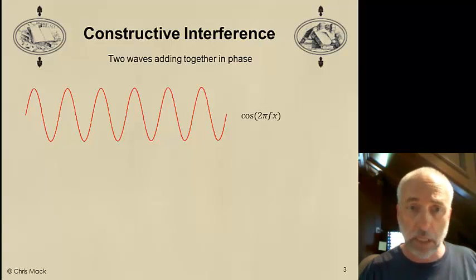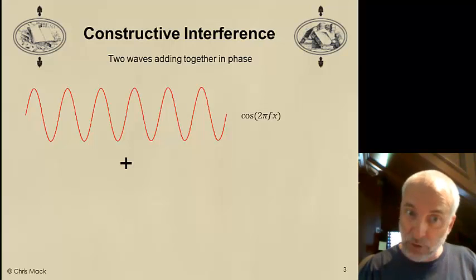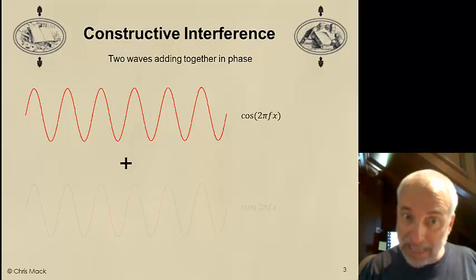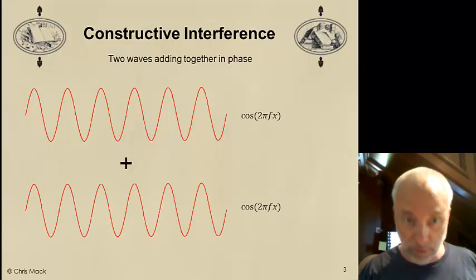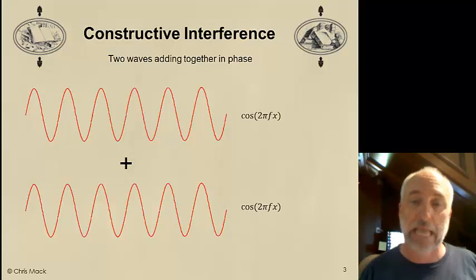The cosine function is our wave. Now I have a second wave that I'm going to add to it. And this second wave will be in phase with the first wave. In other words, it will be identical. I'll assume these two waves are exactly the same.